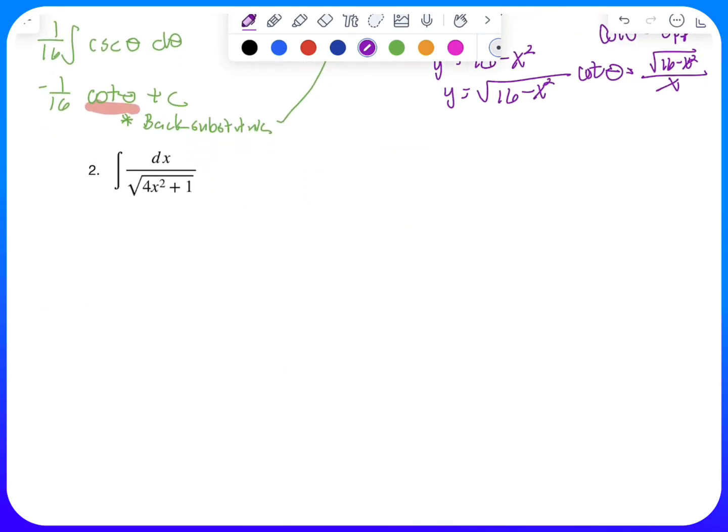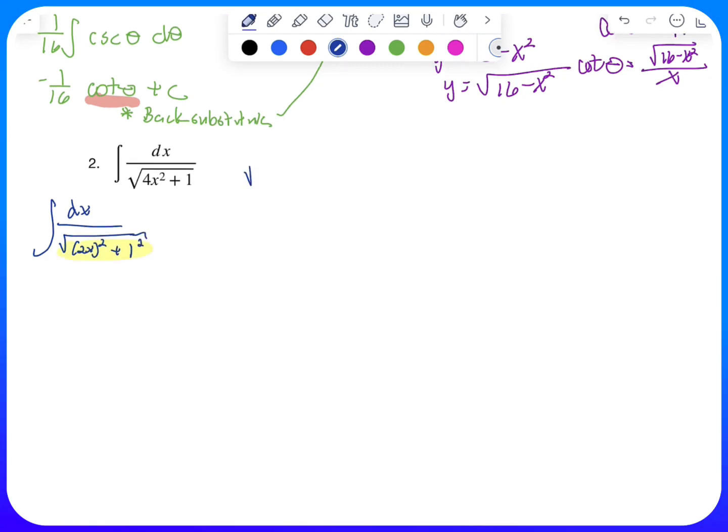All right, let's try number 2 here. So the first thing I recognize is that in the radical, I have 4x squared plus 1. Well, I can rewrite that as (2x) quantity squared plus 1 underneath the radical. And so this has the form of u squared plus a squared.